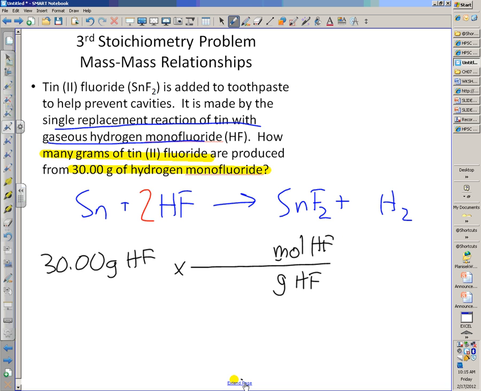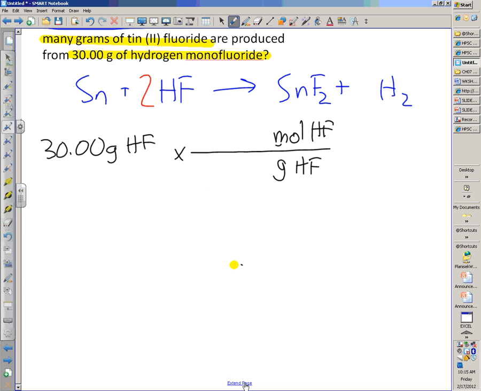Okay? In this conversion factor, when we're converting from grams of one thing to moles of that same thing, what goes on the top of this conversion factor in front of moles? 1. Because this is on a per mole basis. What's going to go on the bottom? 20.01. Allison, where did you get 20.01 from? I got it from the atomic mass. So that makes 20.01 the formula mass for hydrogen monofluoride.